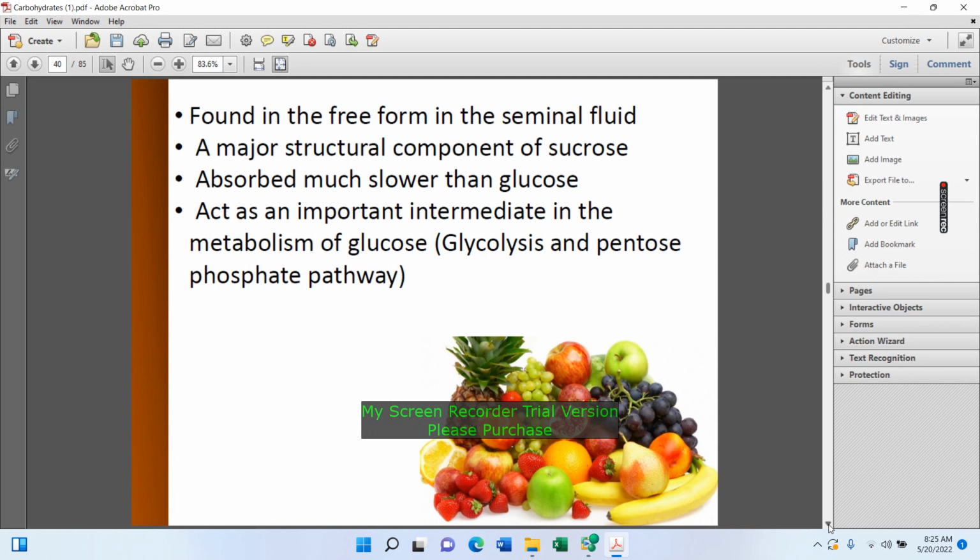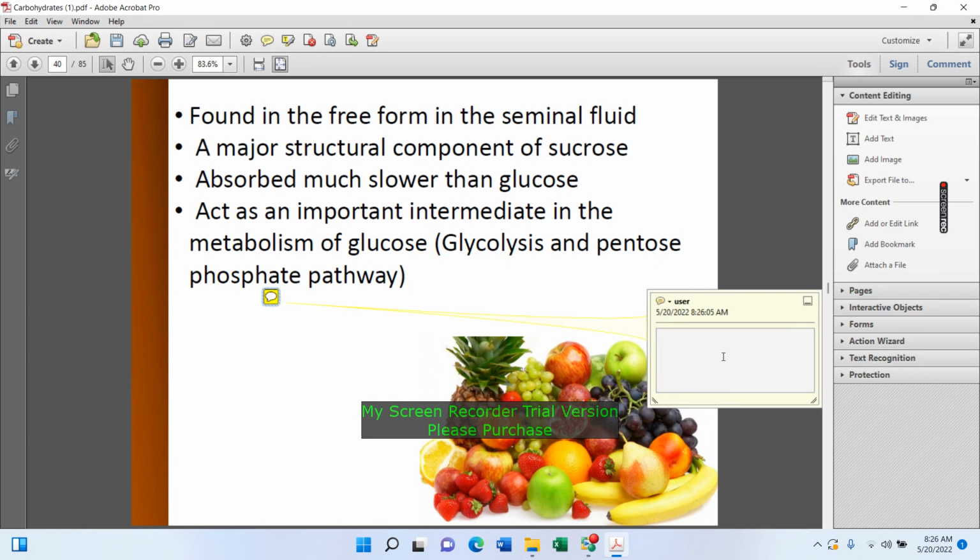Fructose is found in the free form in the seminal fluid. It's a major structural component of sucrose, absorbed much slower than glucose, act as an important intermediate in the metabolism of glucose.